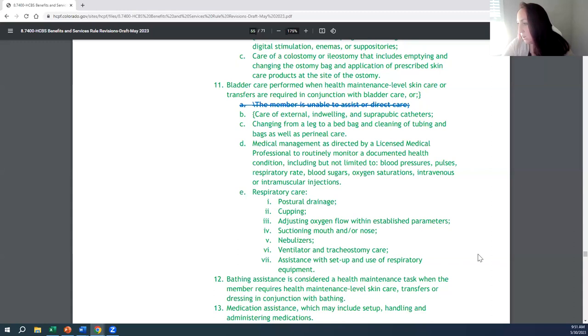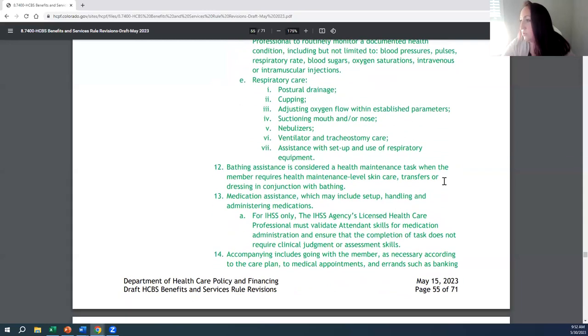E, respiratory care: 1, postural drainage, 2, cupping, 3, adjusted oxygen flow within established parameters, 4, suctioning mouth and or nose, 5, nebulizers, 6, ventilators and tracheostomy care, 7, assistance with setup and use of respiratory equipment. 12, bathing assistance is considered a health maintenance task when the member requires health maintenance level skin care, transfers, or dressing in conjunction with bathing.